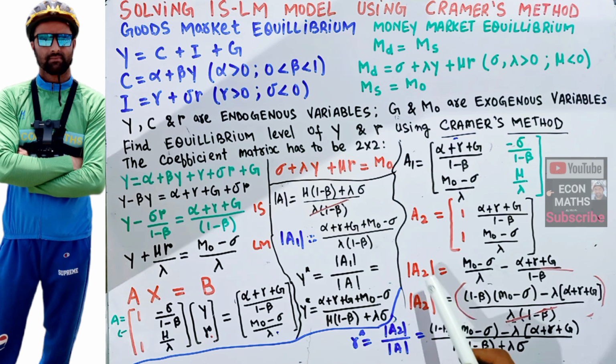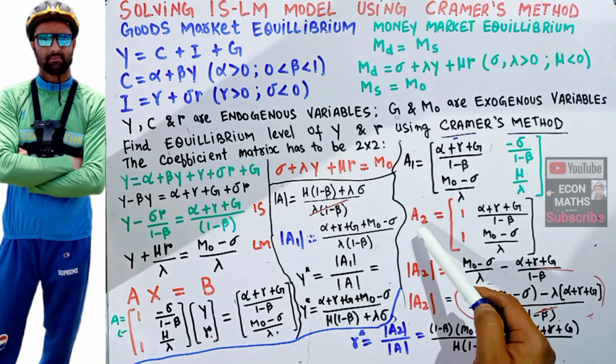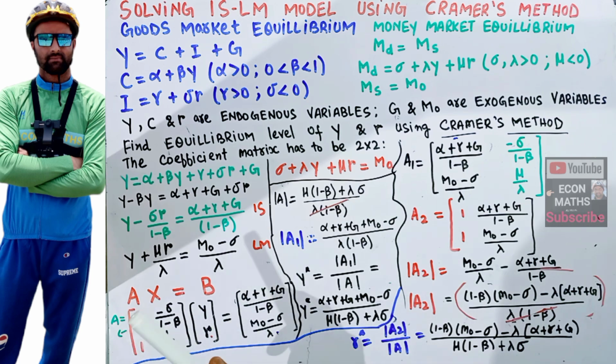So to find out the equilibrium level of the rate of interest, first we need to form the new matrix A2 in such a way that we replaced the second column of the coefficient matrix with the vector of constant terms, and after that we took the determinant of this A2, and this came out to be this very stuff, rather this very stuff when we cross multiplied it. And then the equilibrium rate of interest will be equal to the determinant of this new matrix A2 divided by the determinant of the coefficient matrix, and we got this very stuff.